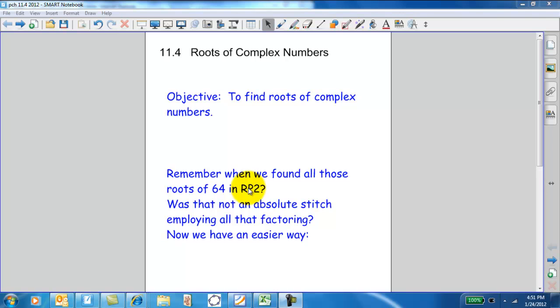Hello, pre-calc students. Here we are with our last section of 11, roots of complex numbers. And the objective is to find roots of complex numbers. Now remember when we found all those roots of 64 in Review Pack 2? It was the equation solve x to the 6th equals 64.